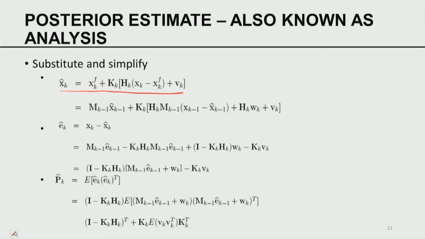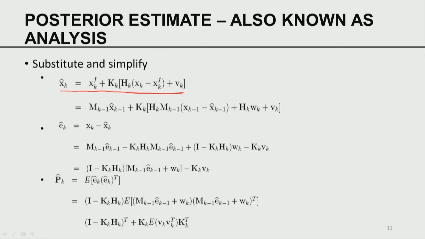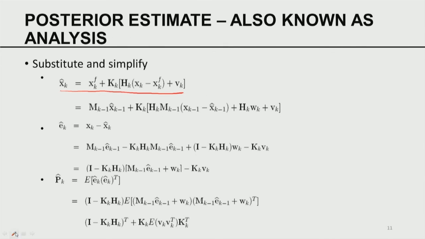I already know from the previous step how the variables in time k are related to variables in time k minus 1. I'm having the error. I substitute the error in here. I get the structure of the analysis error. Now please understand, the structure of the analysis error involves the Kalman gain. I have not determined the Kalman gain. I have only talked about what that is.